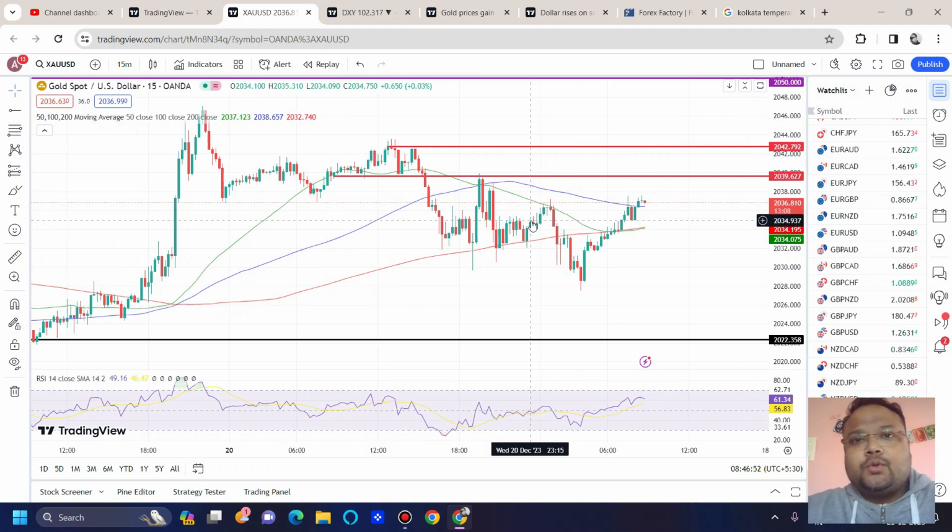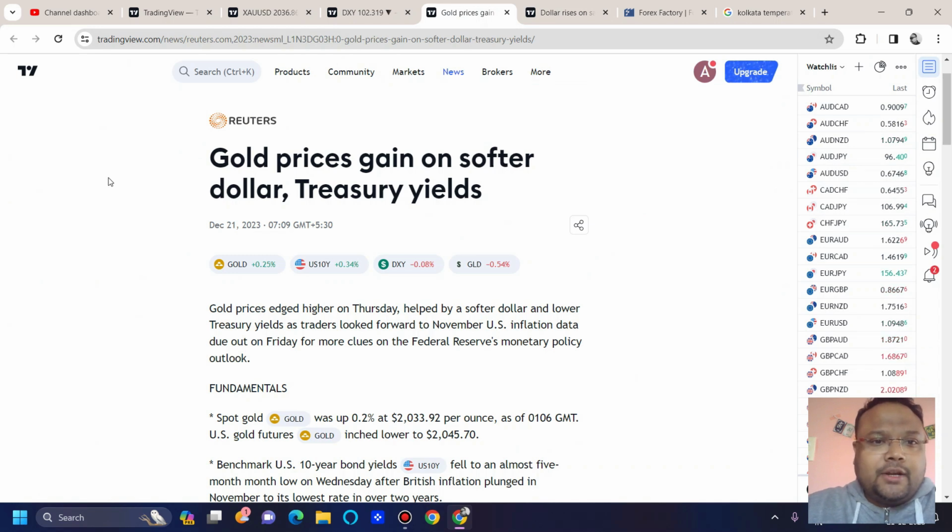and we can see that right now gold is standing at 2036. Let's look at the market sentiment here. Gold prices gain on softer dollar. Gold prices edge higher on Thursday, held by softer dollar and lower treasury yields, as traders look forward to November US inflation data due out on Friday for more clues on the Federal Reserve's monetary policy outlook.